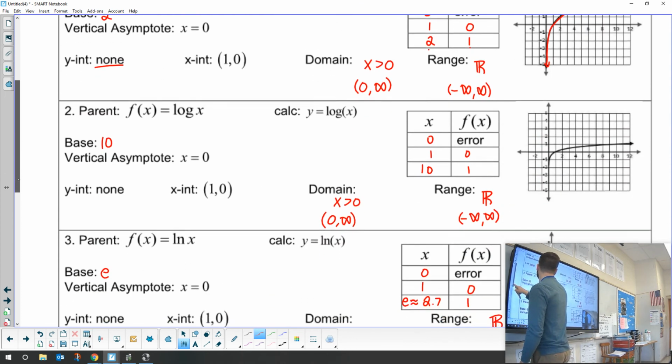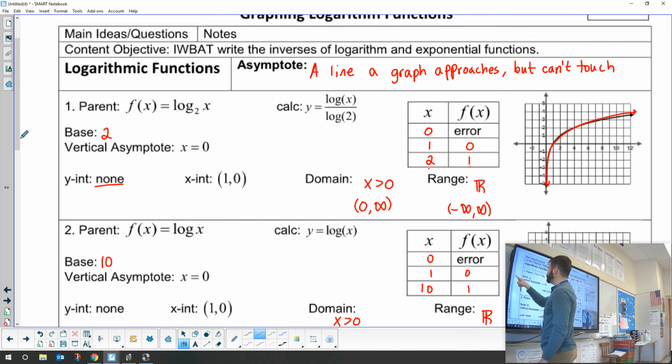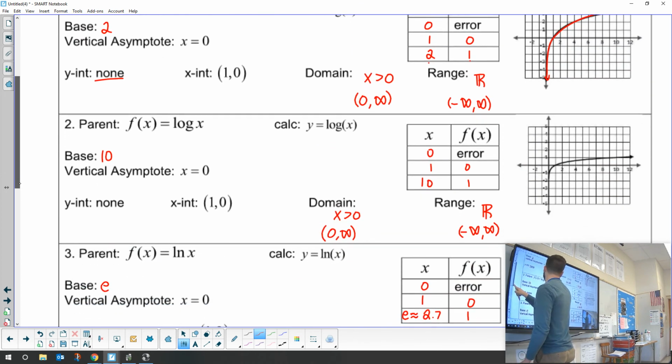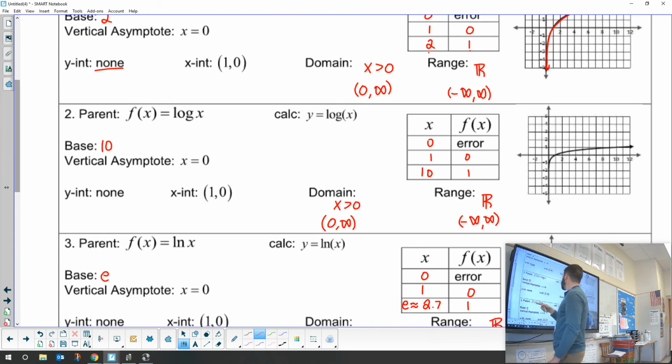Let's take a look at our next one. So we can use base 2. We can also use base 10. Same idea. The only real difference is that base 10 changes that number and it kind of goes out even quicker. Okay? And so it goes up slower. You kind of think about it that way.